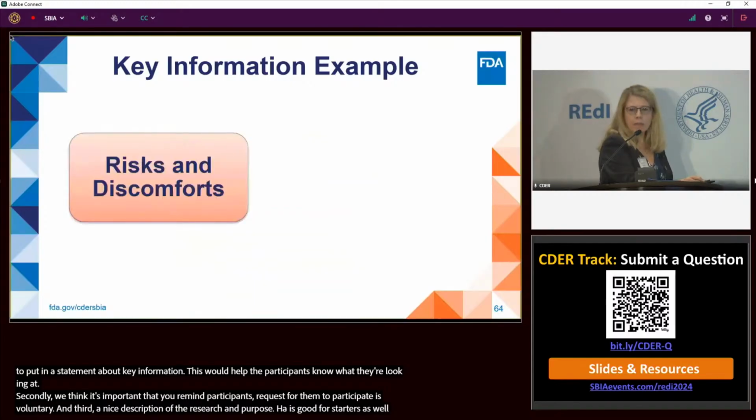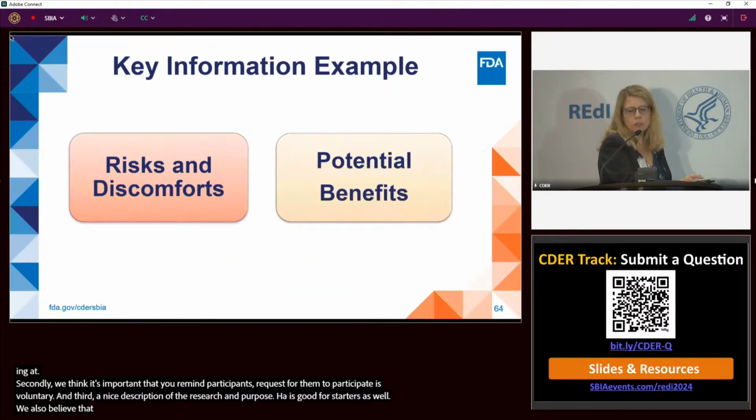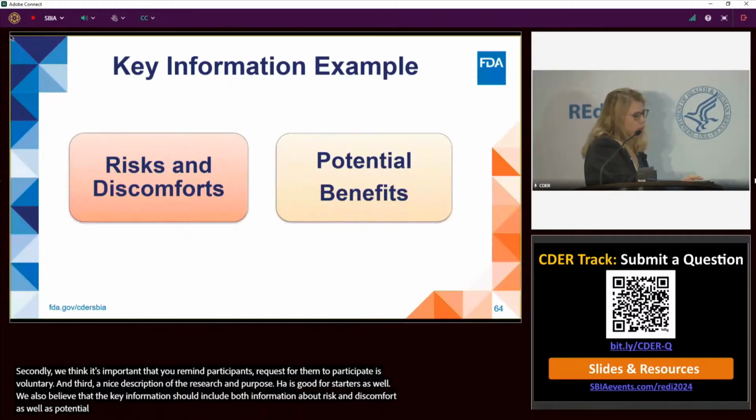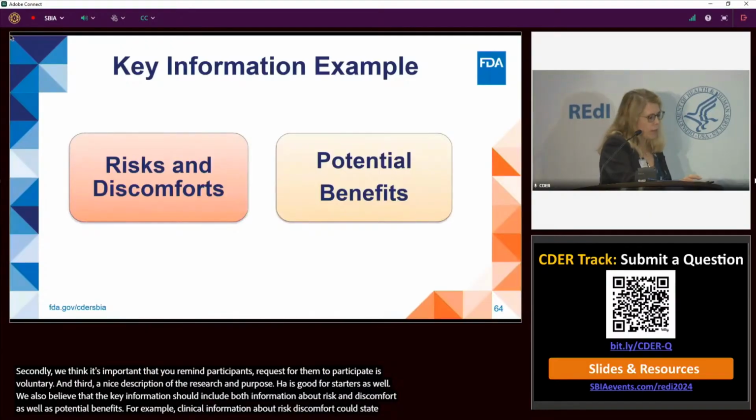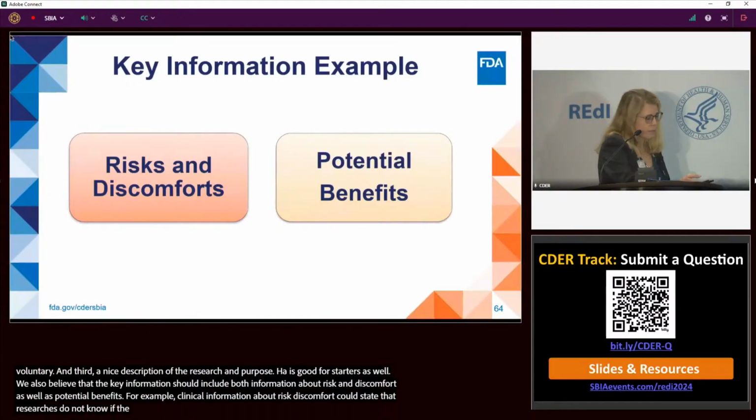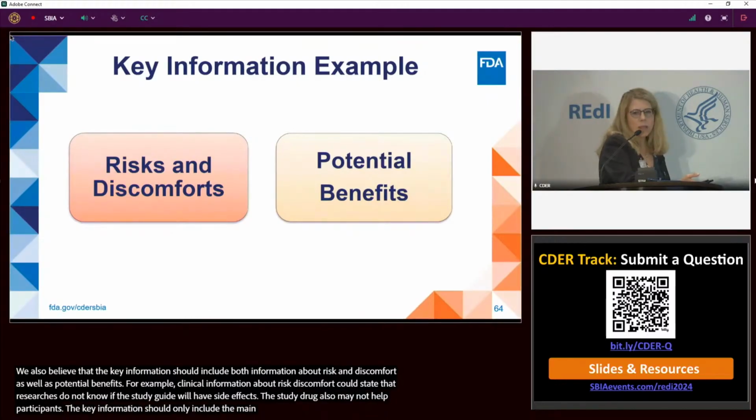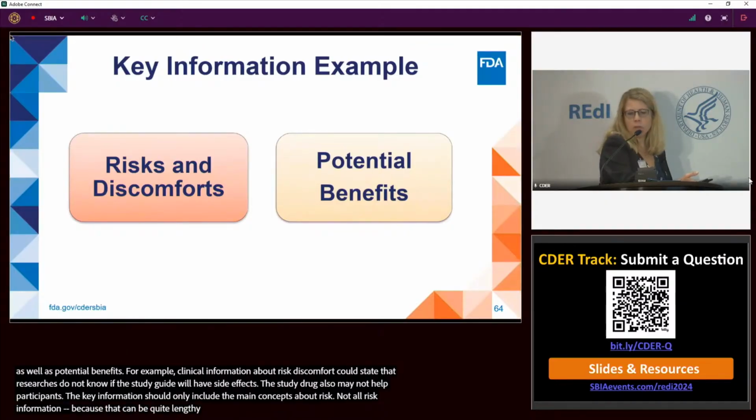We also believe that the key information should include both some information about risks and discomforts, as well as potential benefits. For example, critical information about risks and discomforts could state that researchers do not know if the study drug will have side effects. The study drug also may not help the participant. Note that the key information should only include the main concepts about risks, not all risk information, because that could be quite lengthy. More information about the risks could be included in the body of the consent form.